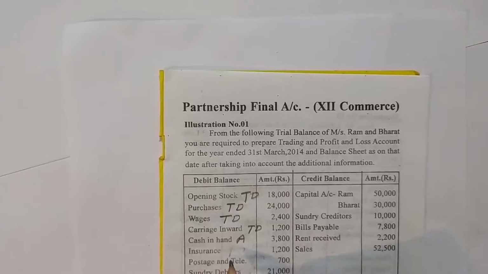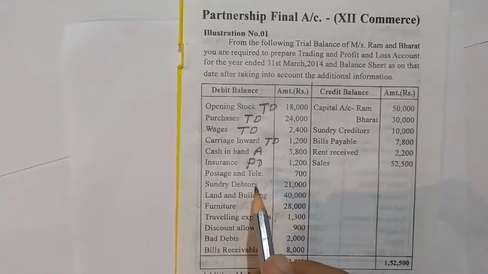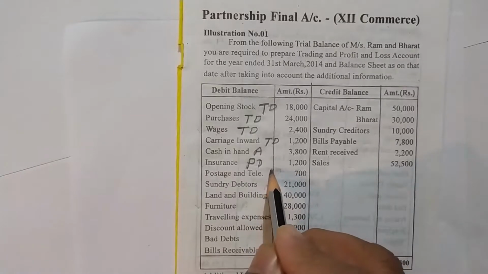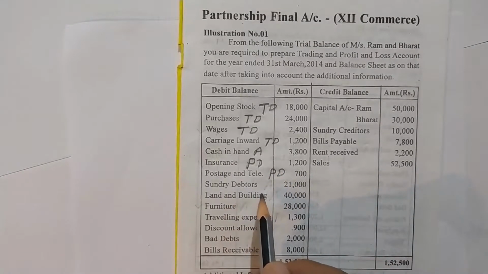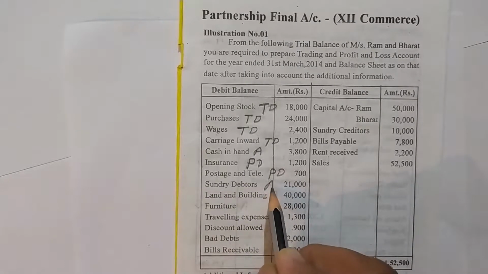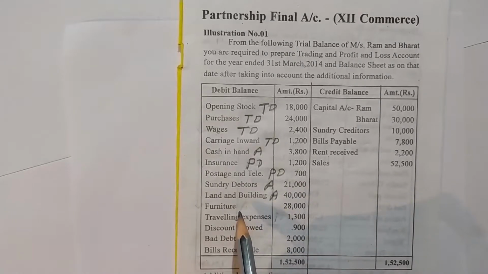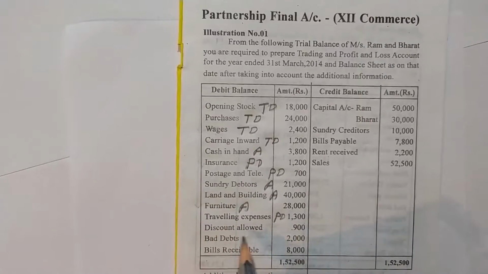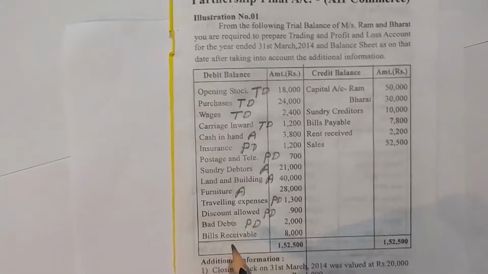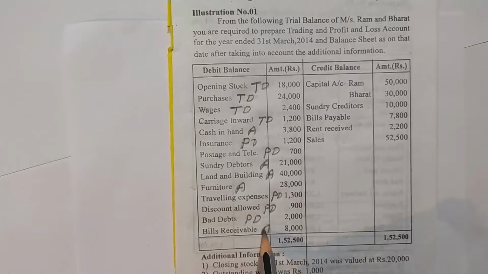Insurance is an indirect expense. Therefore, it is PD. Now, postage and telegram is also an indirect expense. You have to write PD. Now, sundry assets is an asset. Therefore, you have to write A. Land and building is an asset. Therefore, write here A. Now, furniture is also an asset. A, write down. Travelling expenses is an indirect expense. Therefore, it is PD. Discount allowed is also an expense. It is PD. Bad debts is also an indirect expense. PD. Now, bills receivable is an asset. Therefore, you have to write A.